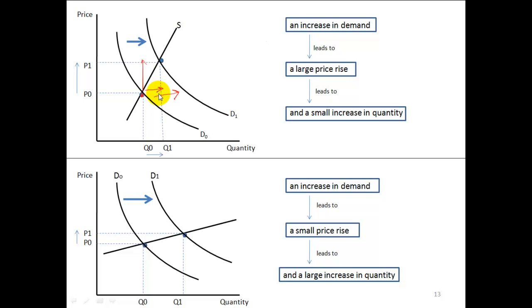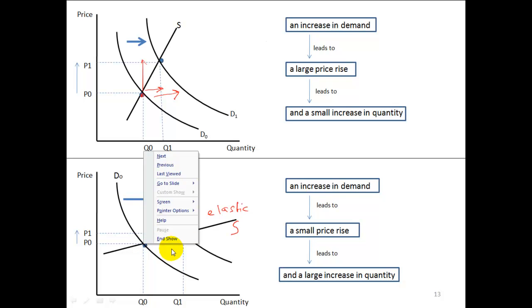Contrast this with the picture at the bottom, where we have a much more elastic supply curve. So this is more elastic. When you have a more elastic supply curve, look what happens. A similar shift in demand, but what happens to the changes in price and quantity? Notice that here the change in price is small, but the change in quantity supplied is pretty substantial. So this is an example of an elastic supply curve. Small change in price, big change in quantity supplied.